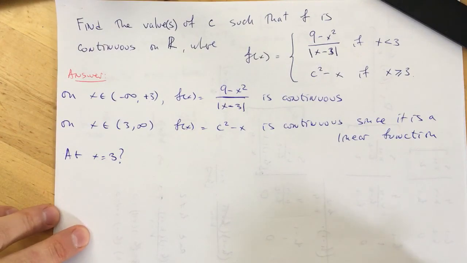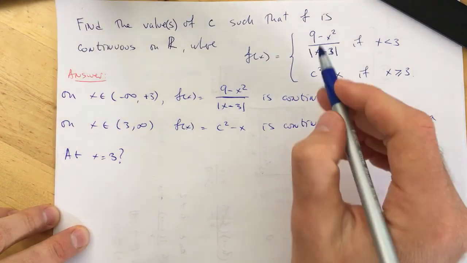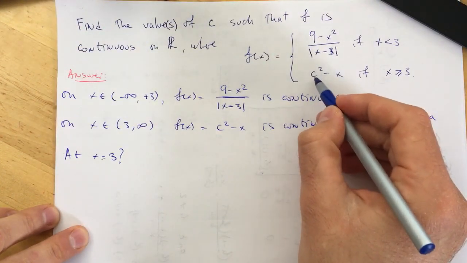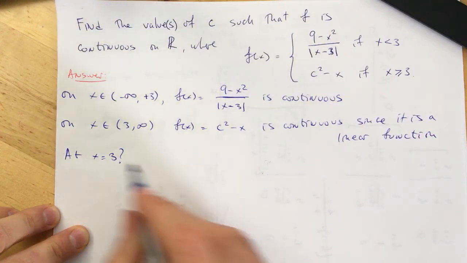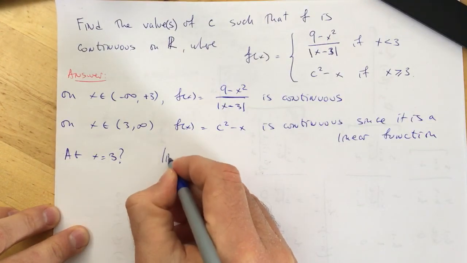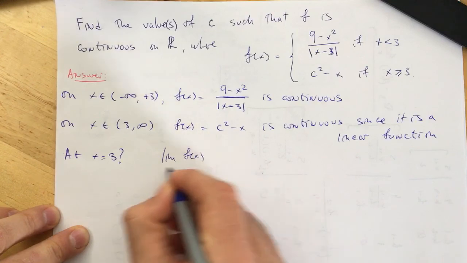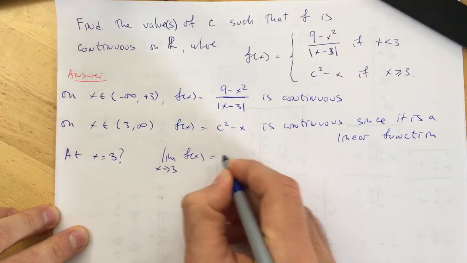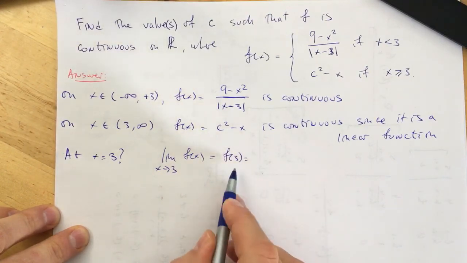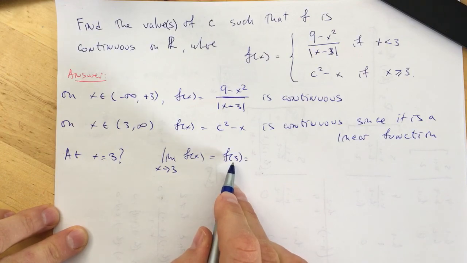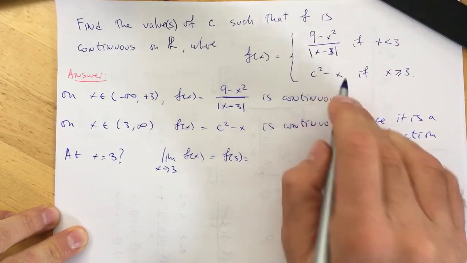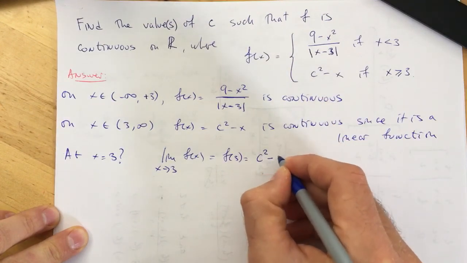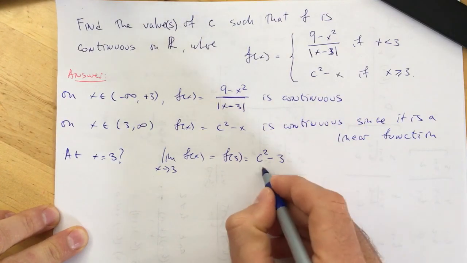So we have to find the appropriate value of c for which the function will be continuous at 3. In order for the function to be continuous at 3, this condition has to be satisfied: the limit of f of x as x approaches 3 has to be equal to f of 3. Let's first check how much f of 3 is. When x is equal to 3, this is the definition of f of x, so that's c squared minus 3.